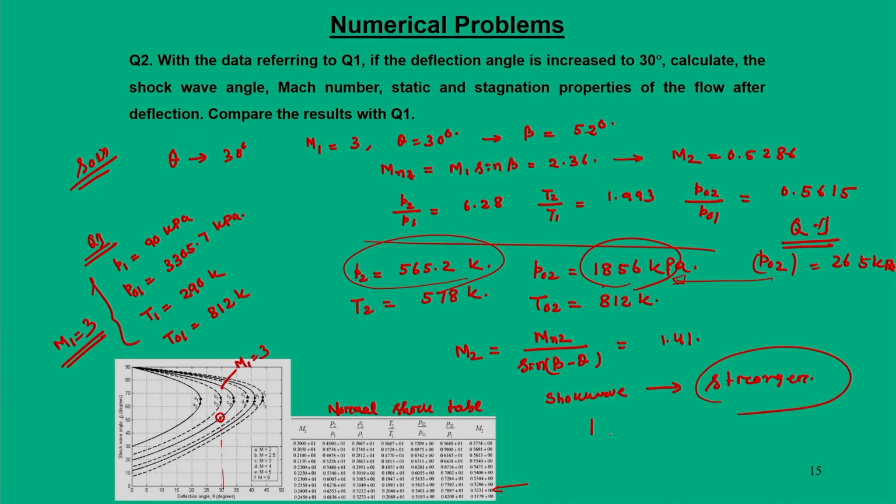P2, T2 increase and P naught 2 again drops. So, the shock wave becomes stronger. It means that for a given Mach number, if the flow deflection angle increases, the shock wave becomes stronger. So, this is proved with this data.